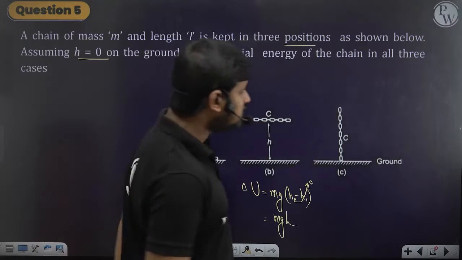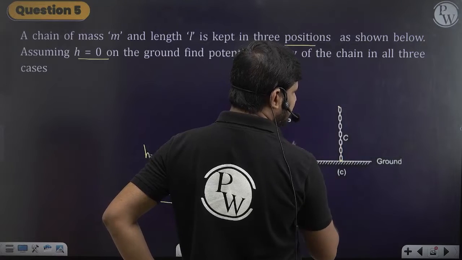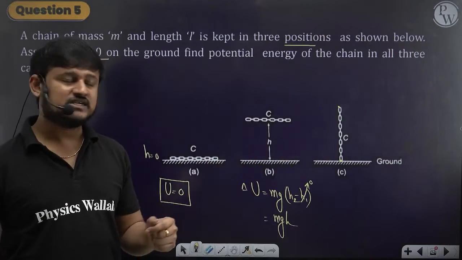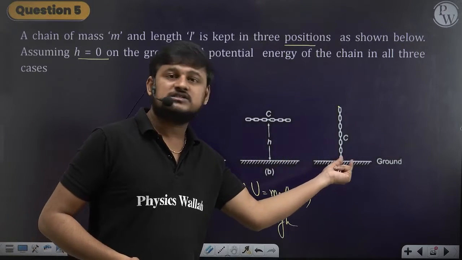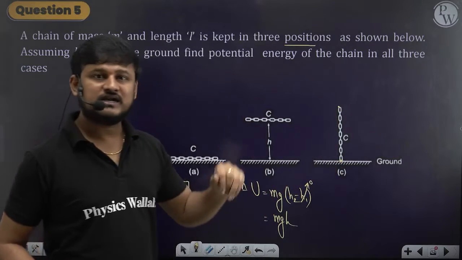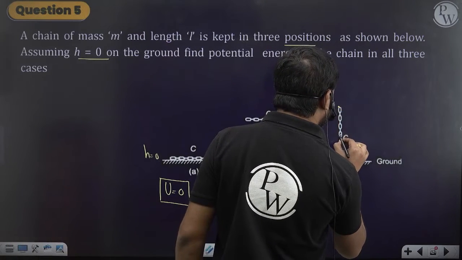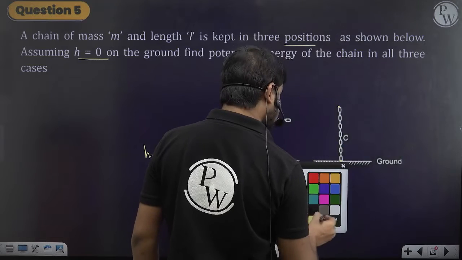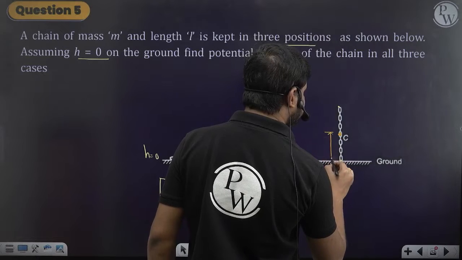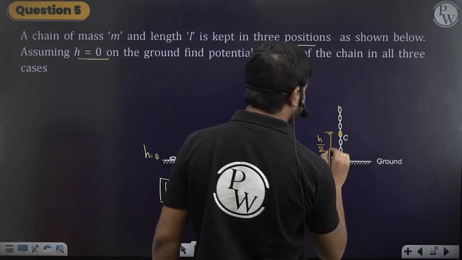Now let's see the third case. See, it is there on the ground and it is there at some height h. Now which height should we consider, sir? Should we take the potential energy as mgh or 0? Because some part is touching the ground and some part is at the height h. In this particular case, what you should do is consider where its center of mass lies. Let's suppose this is its center of mass. If this total height is h, its center of mass lies at a height of h by 2.